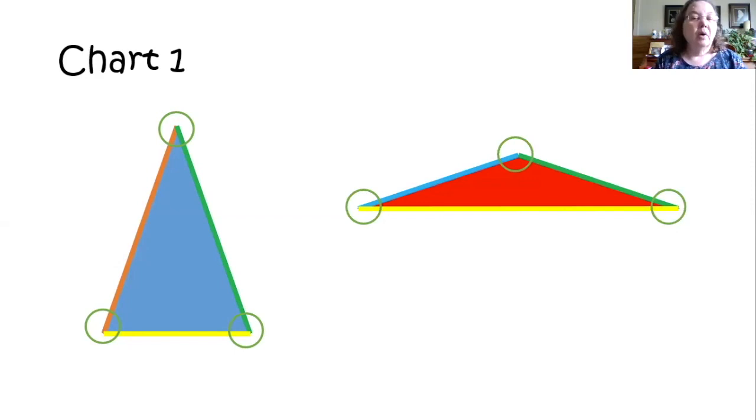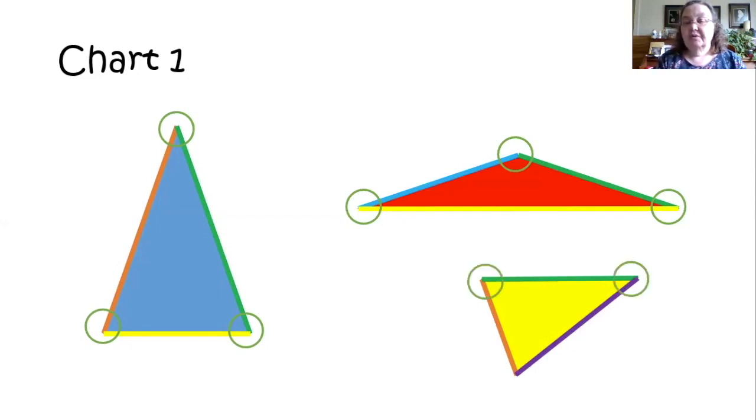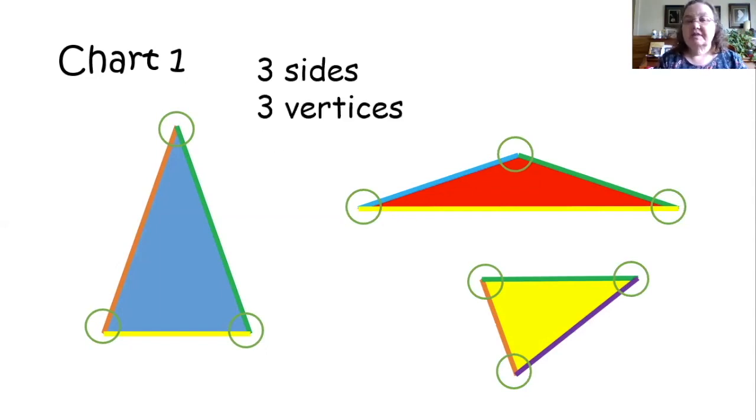Try making one more 3-sided figure with your manipulatives. Here's mine. Oh, let's see. Do I still have 3 sides? 1, 2, 3. Do I still have 3 angles and vertices? 1, 2, 3. So I'm going to say everything on this chart has 3 sides, 3 vertices, and 3 angles.